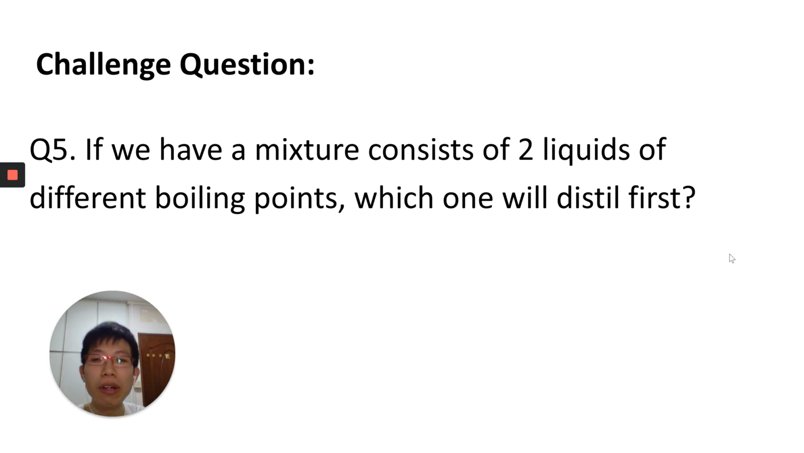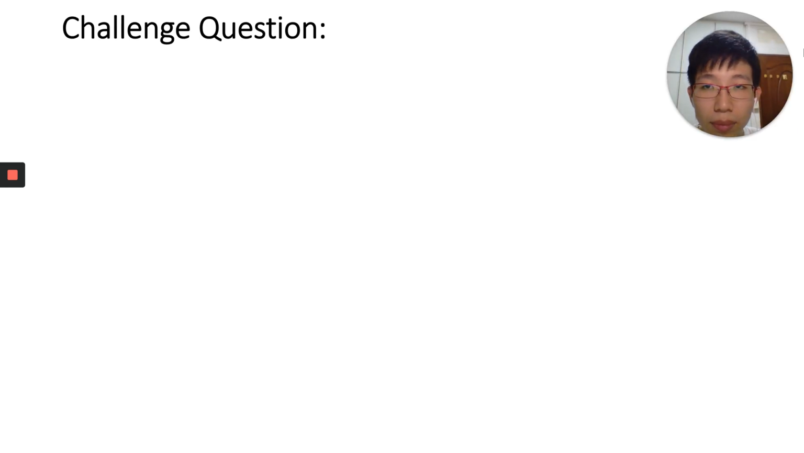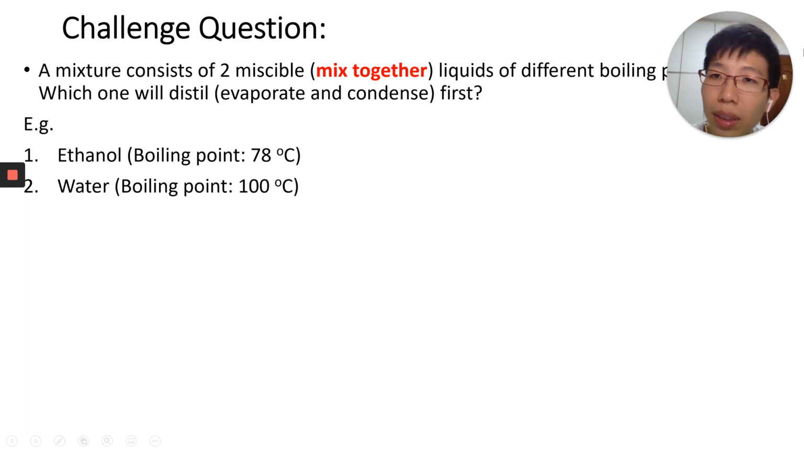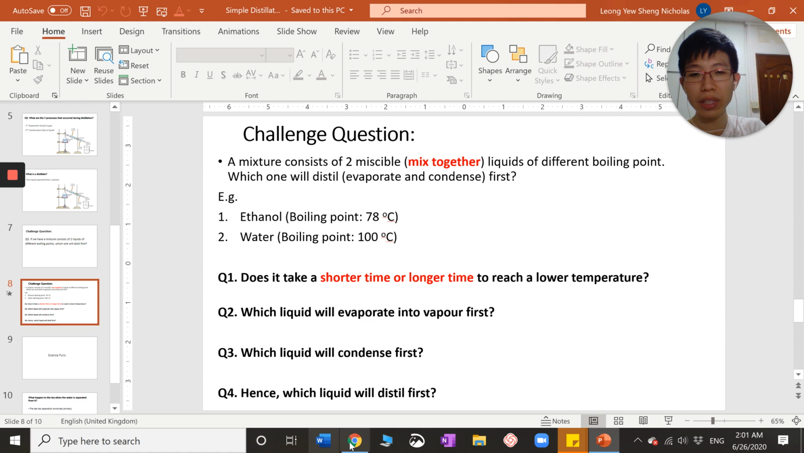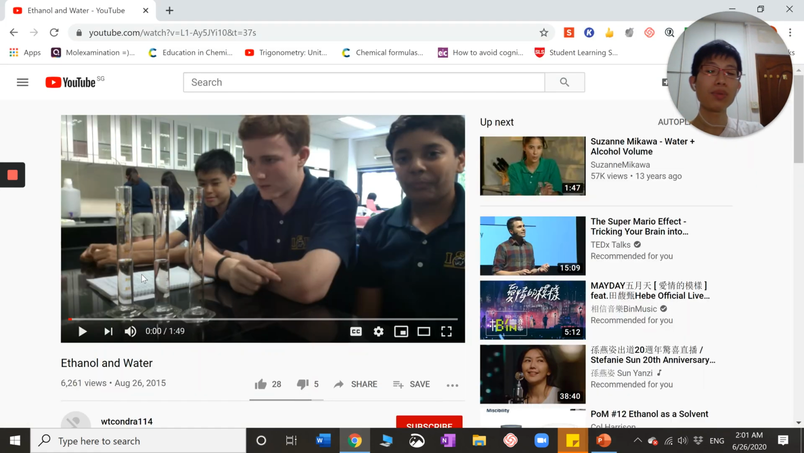So now the next challenging question will be, if we have a mixture consisting of two liquids of different boiling points, which one do you distill first? So let me give you an example. When I have two miscible liquids, miscible just means they can mix together to form a solution. And I have two liquids. One is ethanol that has a boiling point of 78 degrees Celsius, and another one is water that has a boiling point of 100 degrees Celsius. Now let me show you a video whereby some students are trying to mix ethanol and water together, and what it will look like.